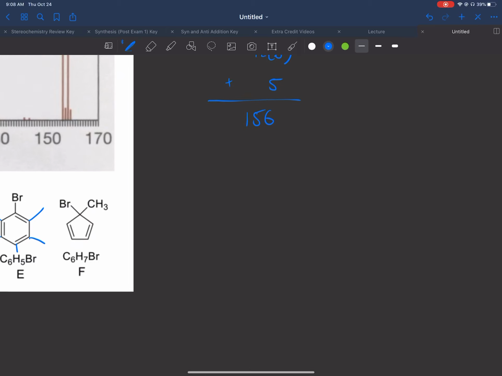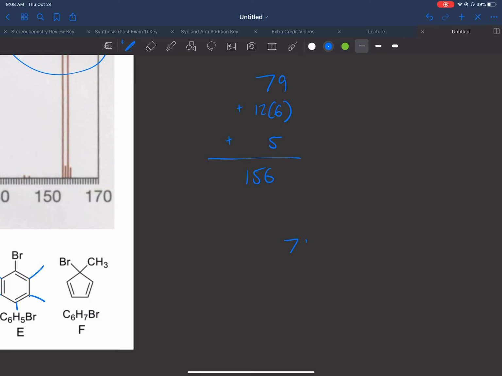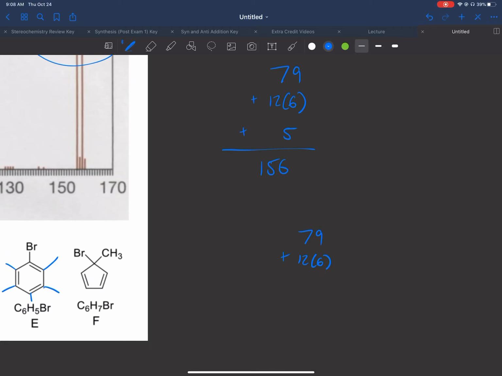But let's try F, just to be on the safe side. So Br, again, let's pick 79, plus now 5 carbons. Oh, sorry, 6 carbons still, so it's 12 times 6, because it's the methyl now. And the amount of hydrogen: we have 1, 2, 3, 4, 5, 6, 7 hydrogens, so plus 7. If you do all the math out, you're going to get a mass of 158.